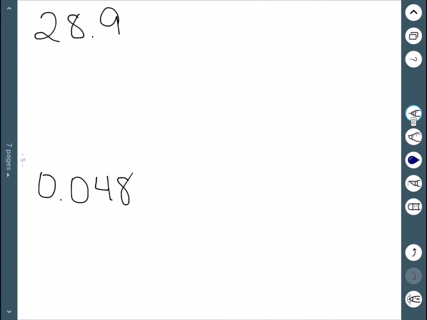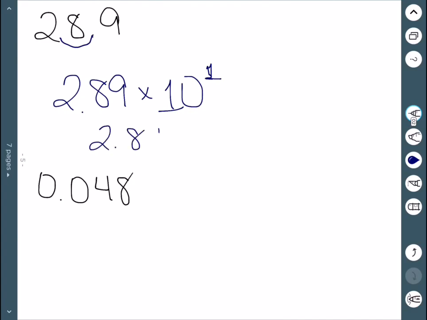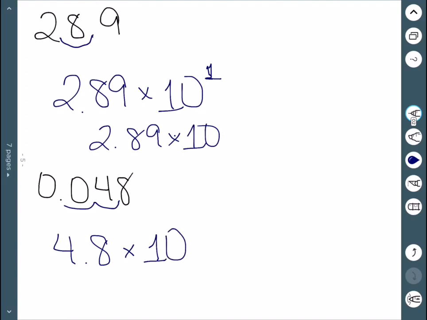We can also do this for numbers that aren't overly large or small. For example, here, we would only need to move the decimal place once to get 2.89. Since our original number was bigger than 1, it's just 10 to the first. When we're dealing with an exponent of 1, we often won't even write it. We can also write this as just 2.89 times 10. For the second one, we would have to move the decimal place twice. Since our original number was less than 1, we have a negative exponent.